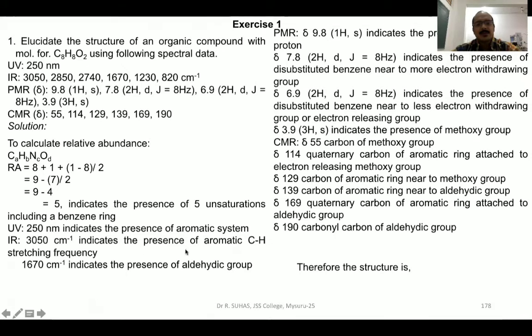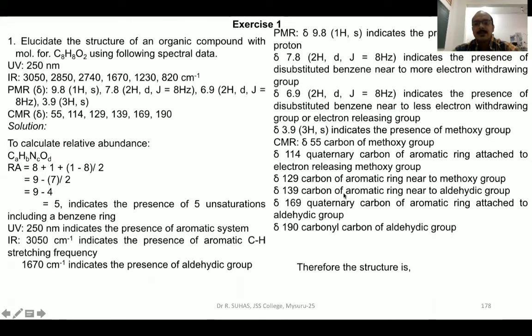So 3050 should be from aromatic CH group. 1670 indicates the presence of aldehyde group. Remaining IR values, you can just omit at this juncture. PMR 9.8, 1H singlet, so it should be from aldehydic proton. As I said, these are disubstituted benzene. One is near to electron withdrawing group, another one is near to electron releasing group. 3.9, 3H singlet, it may be due to the presence of methoxy group.